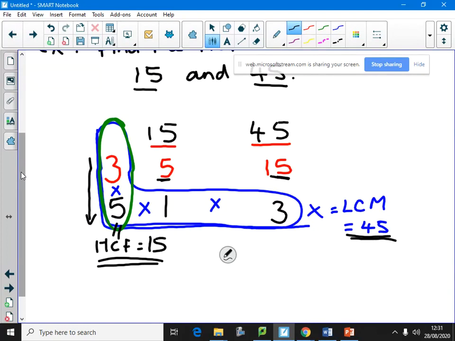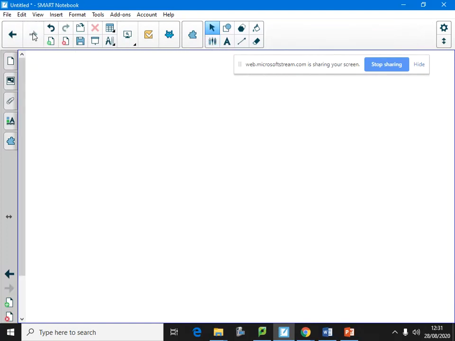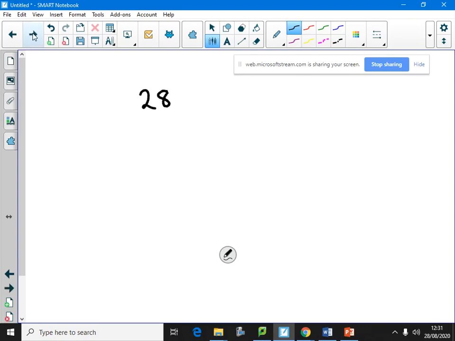Let's do another one. Let's go, 28 and 42. Okay, we don't use 1, so 2 will. So here are my thinking numbers. 2 will go into both, and that will make 14. How many 2s in 28? There's 14. And just halve 42, 21.